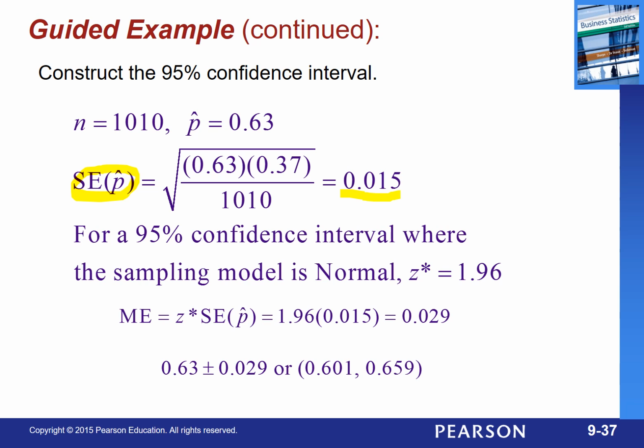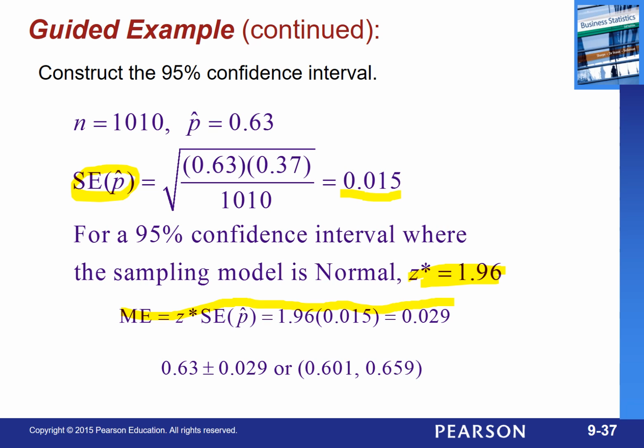I'm rounding this to 0.015. I'm going to take that and multiply it by my standard normal. So my critical value here is 1.96, because that's the one associated with 95%. Do not use the 68-95-99.7 rule for these, because you will be rounding too much, especially since proportions can get so tiny. All right, so we're going to calculate our margin of error.